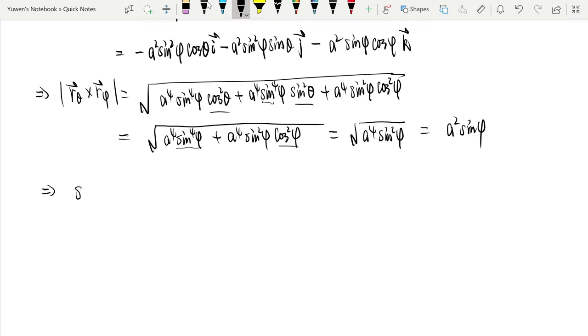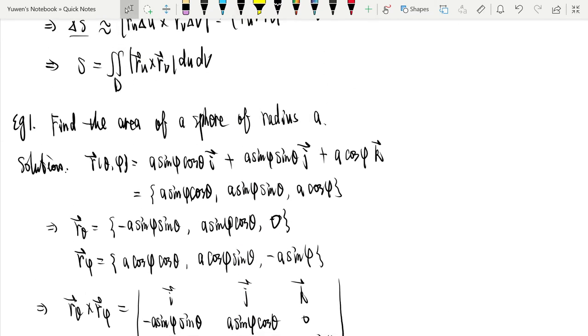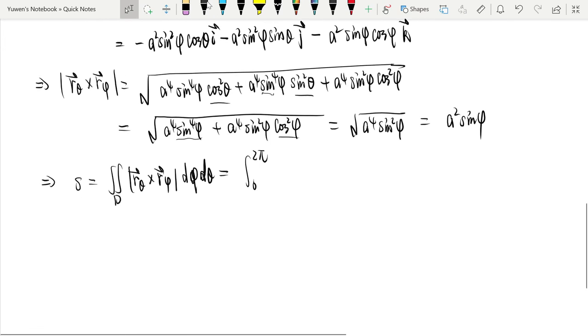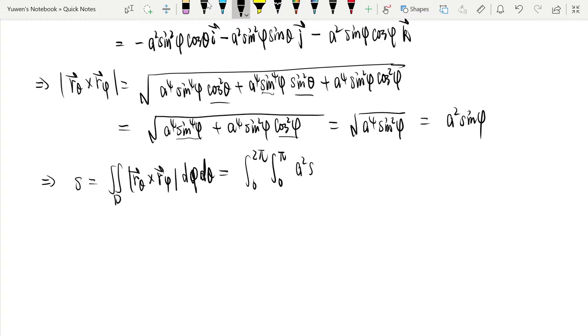And then the surface area is the double integral of the length of r_theta cross r_phi, d theta d phi, and theta is from 0 to 2 pi because this is a sphere. Theta is from 0 to 2 pi and phi is from 0 to pi, as we had in the last video. So the integral is a squared sine phi d theta.